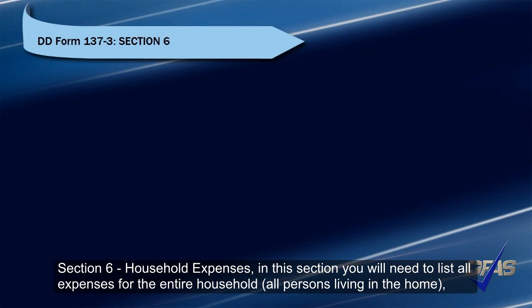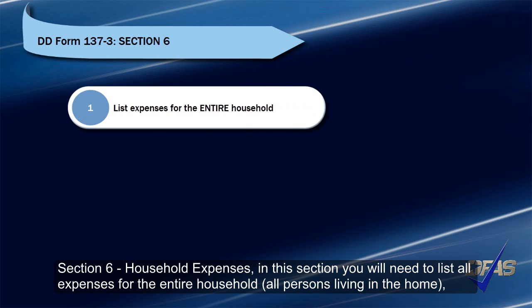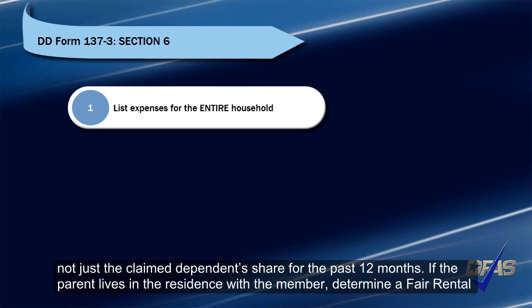Section 6, Household Expenses. In this section, you will need to list all expenses for the entire household, all persons living in the home, not just the claimed dependent's share for the past 12 months.